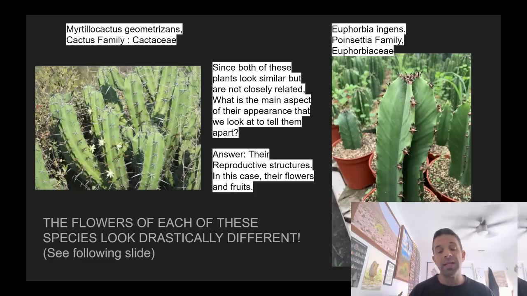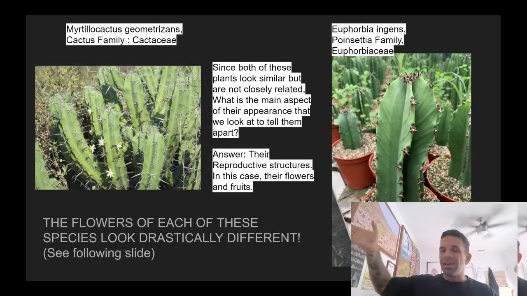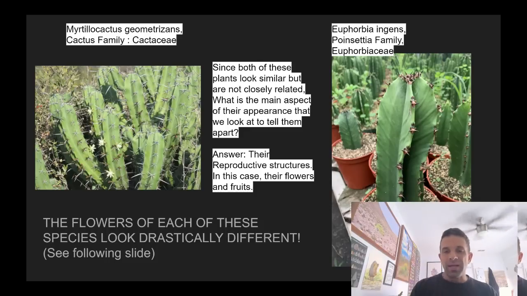When you look at the flowers, you can tell they're different. Looking right here, you've got Myrtillocactus geometrizans on the left, Euphorbia ingens on the right. Euphorbia ingens I see referred to as a cactus all the time. It's not a cactus. It didn't evolve on the same continent as cacti. Cacti are only native to the Americas. If you see a cactus plant in Africa or in the Negev desert or in the Mediterranean region, it was brought there by humans in the last 400 years.